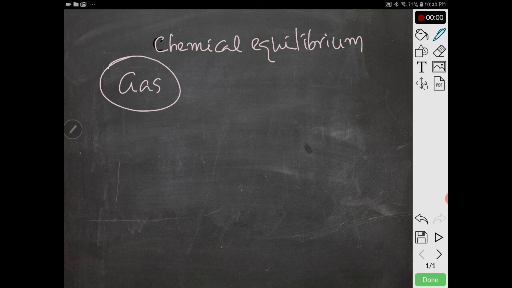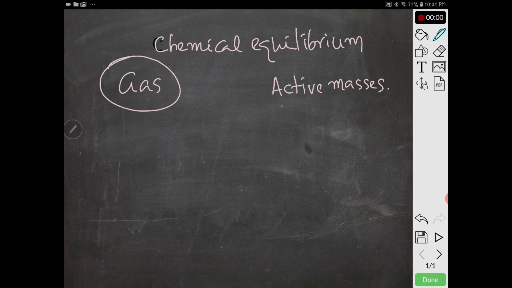In the previous class, we were talking about the law of mass action. According to the law of mass action, the rate of the reaction is directly proportional to the product of the molar concentration of the reactants. So you have to remember, according to the law of mass action, the rate of the reaction is directly proportional to the product of the active masses of the reactants.